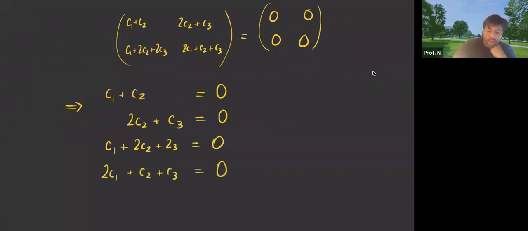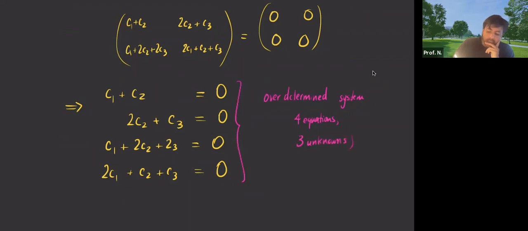What kind of system do I have? I have what's called an overdetermined system. It's called overdetermined because I have more equations than variables. It's kind of like saying I have more equations than needed. I got 4 equations, and I have 3 unknowns.